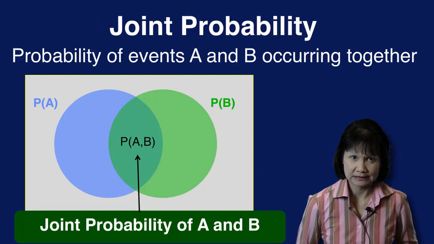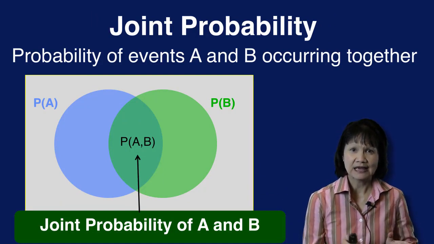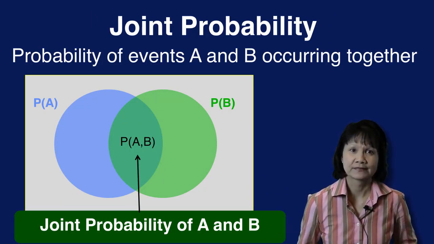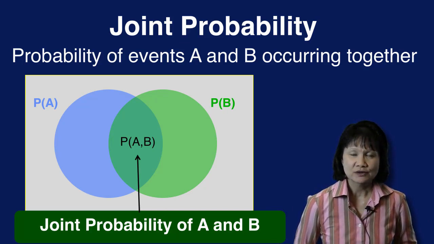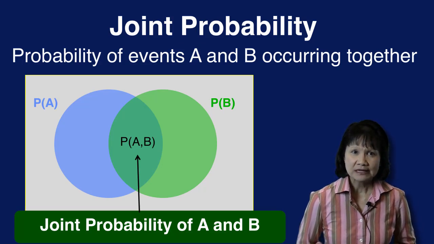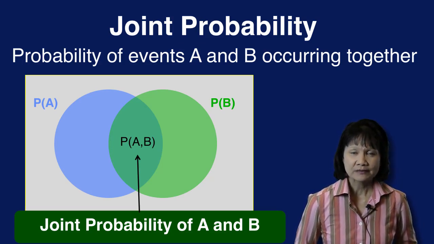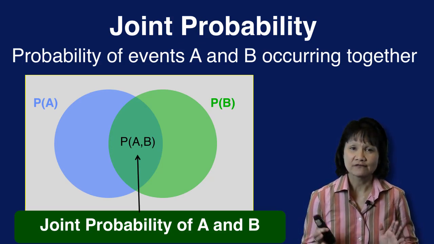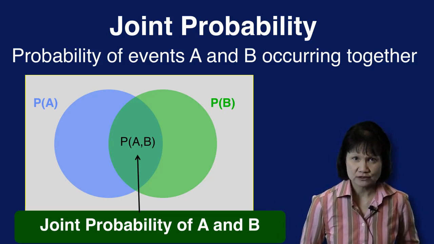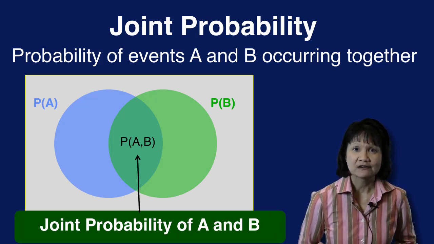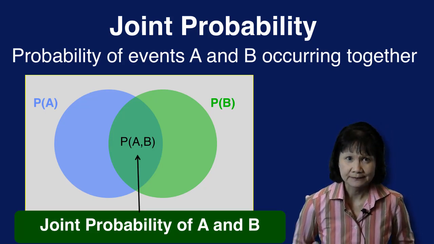There's also joint probability. The joint probability specifies the probability of event A and event B occurring together. In this diagram, the probability of event A occurring is shown as the blue circle, and the probability of event B occurring is shown as the green circle. Then the joint probability, that is, the probability of A and B occurring together, is shown as the overlap of these two circles. The joint probability of A and B is denoted P and in parentheses A, B.